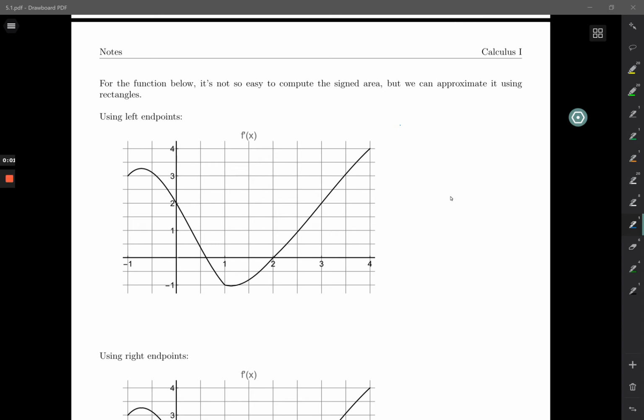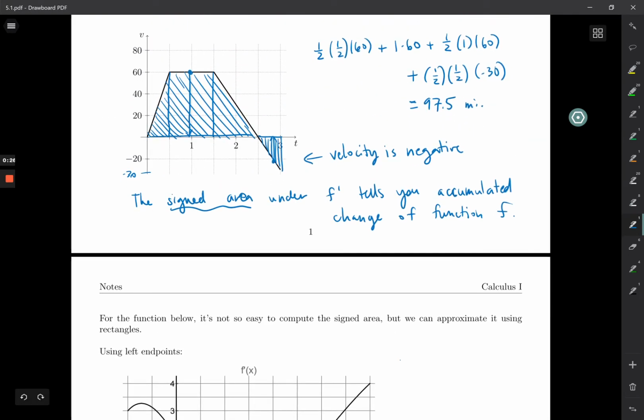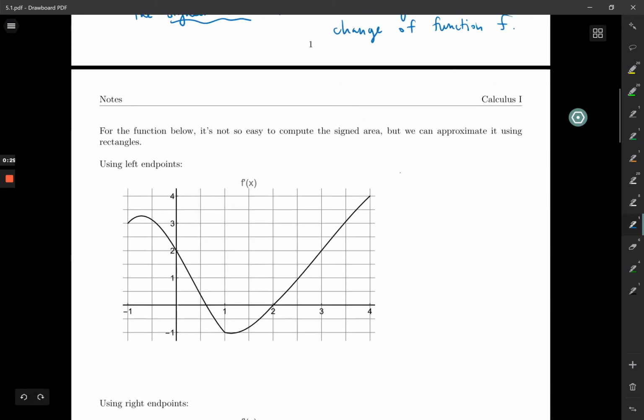Okay, so we talked about the fact that when we compute the signed area under a curve, that gives us the accumulated change of that function. But sometimes we have curves that are actually curved instead of made up of straight lines, and then it's not so easy to compute these things using the shapes that we know how to take the area of. So what we can do is just approximate the area using something that's easy to find the area of. And one of the easiest things to find the area of is a rectangle, right?